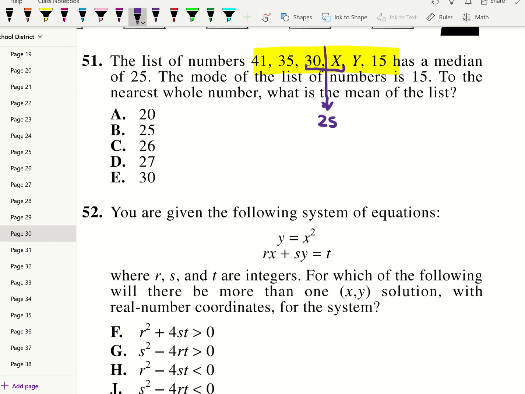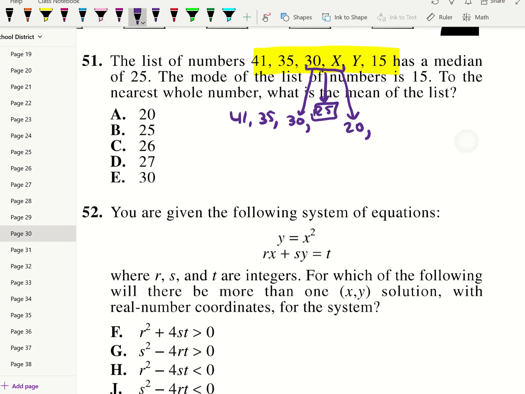So 25 is halfway between 30 and some other number. Well, 25 is 5 units away from 30, and it's also 5 units away from 20. So I'm thinking that 20 is the fifth item in my list. I'm sorry, my fourth item in my list. 25 is not actually in my list. It was just something that I used as the median. The median doesn't actually have to be in the list.